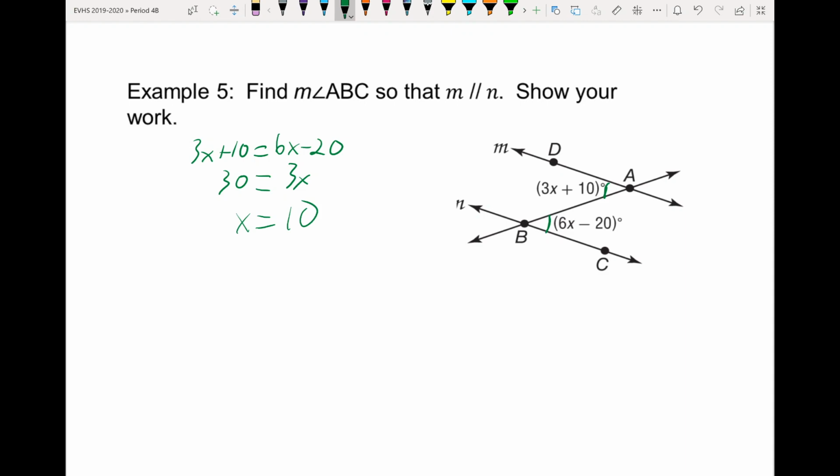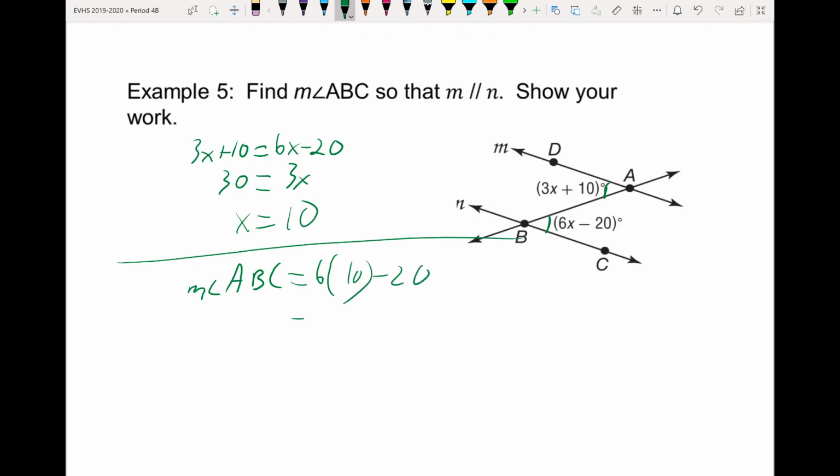Now, my favorite question to ask in any of my geometry classes: am I done? How do you know? Right, I want the angle measure, not the variable value. So the measure of angle ABC is equal to, let's plug it in, 6 times 10 minus 20. So 6 times 10 is 60, minus 20 is 40 degrees. Now am I done? Yeah, I boxed it, so I've got to be done.